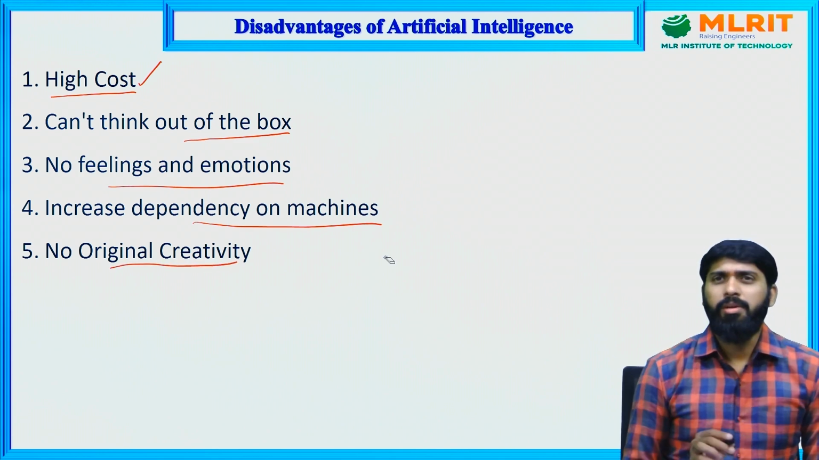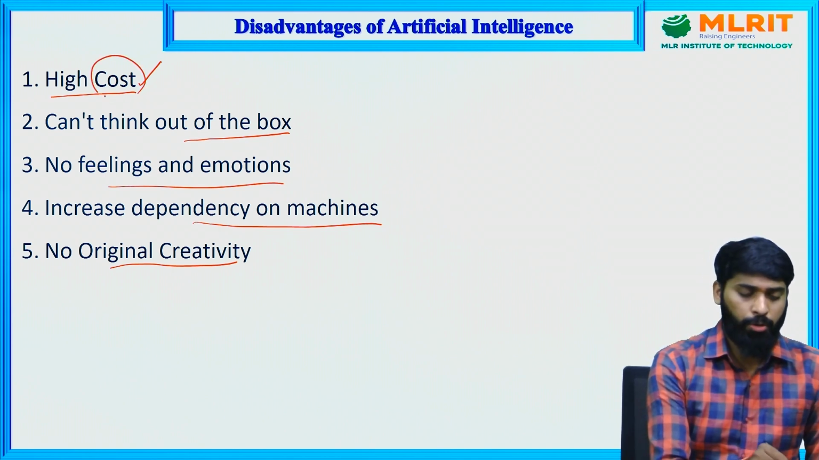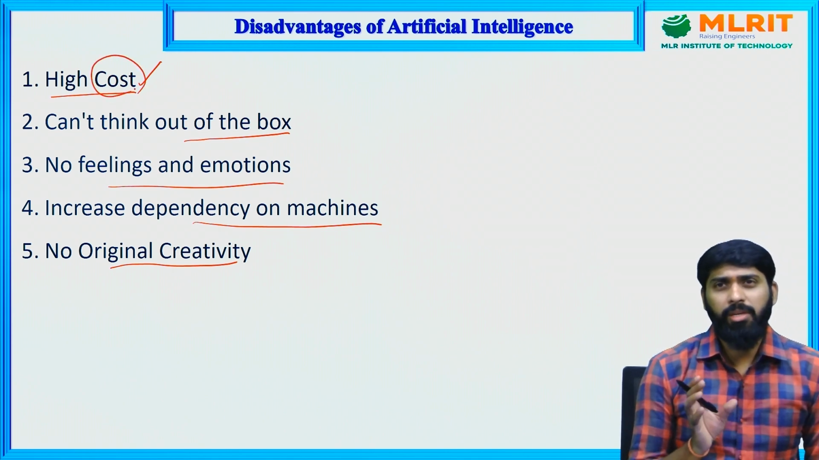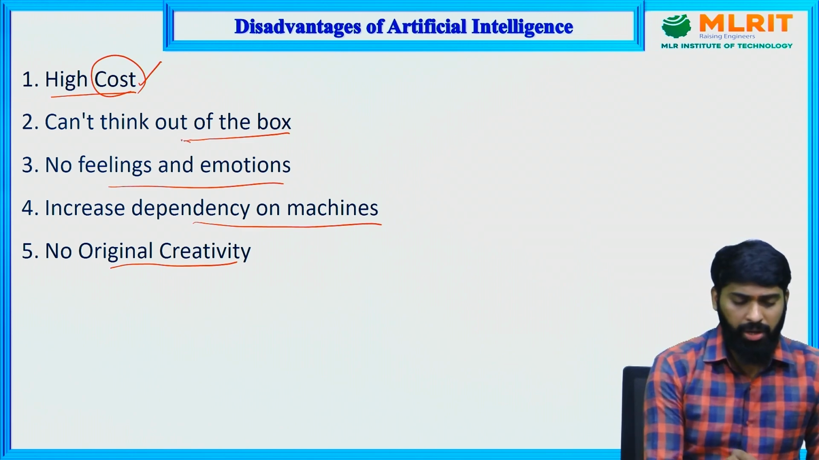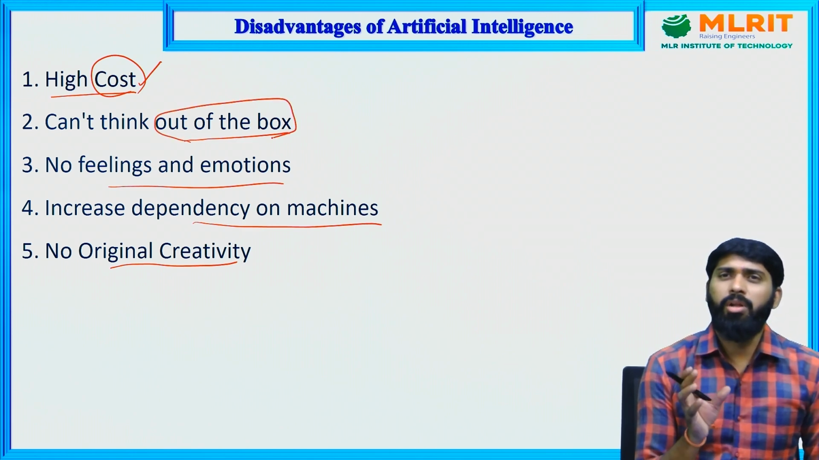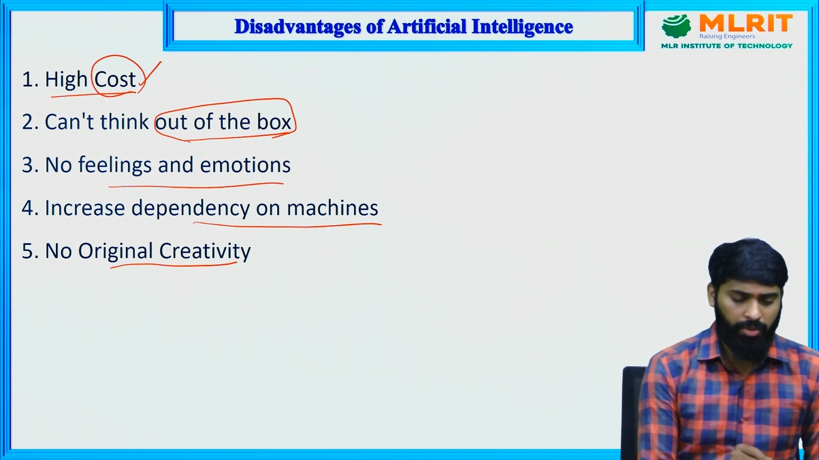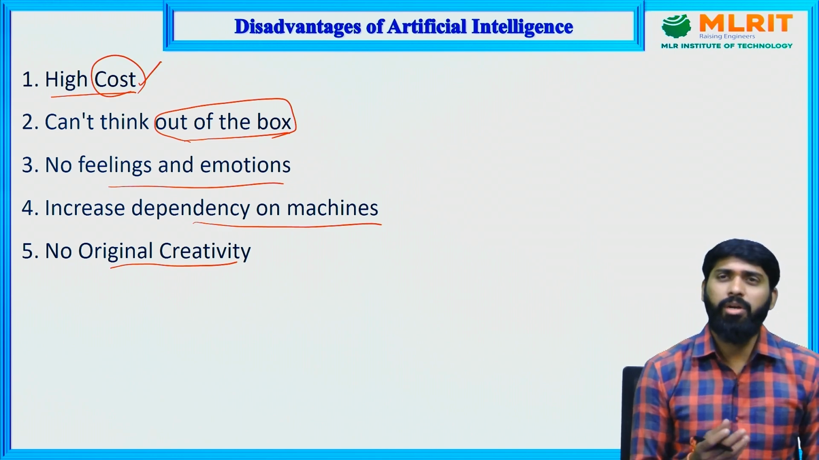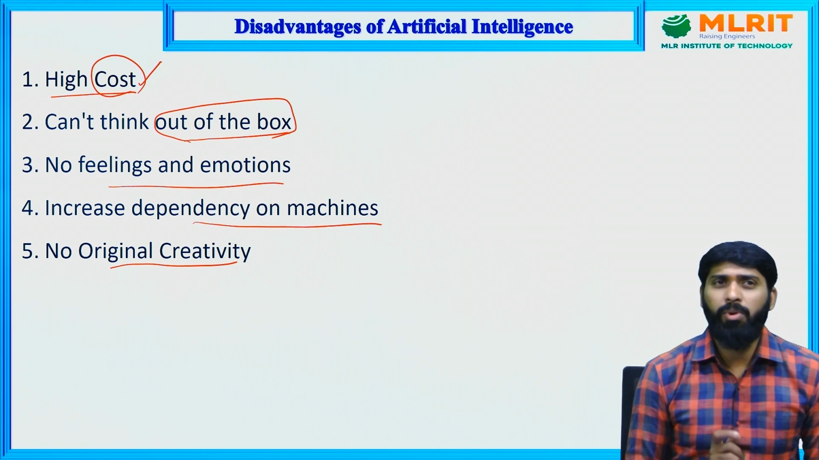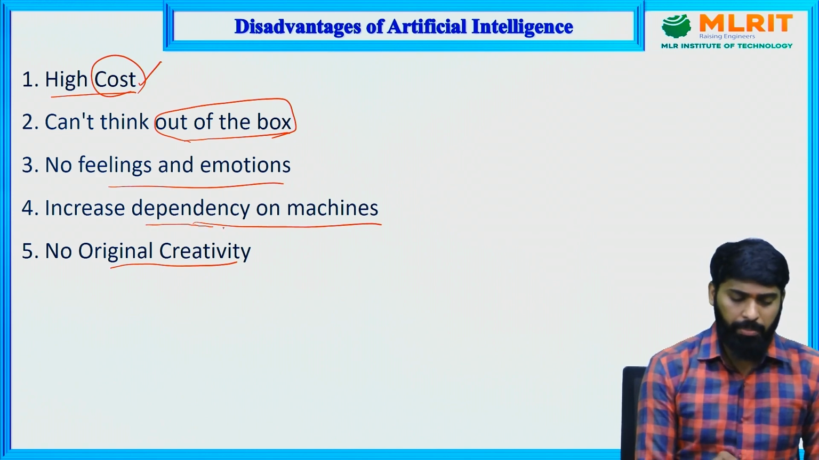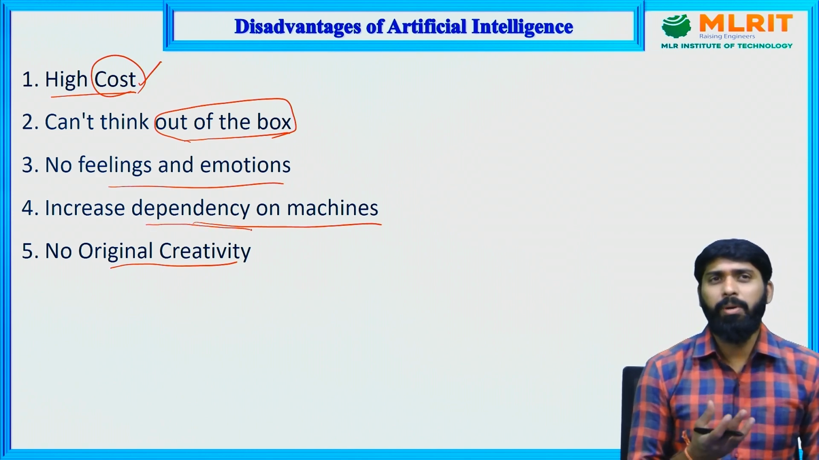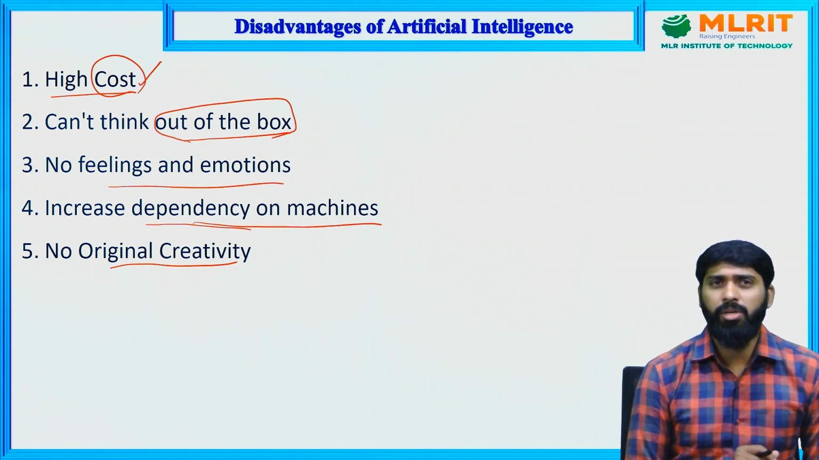Coming to the first one, high cost means if you observe, robots are very high cost to build, and these robots cannot think out of the box. Based on the knowledge you imbibe in the model, it cannot think out of that box, and these robots don't have any feelings and emotions. If you are depending on artificial intelligence models, then that increases the dependency on machines. That means human dependency on machines will be increased. And another disadvantage is that in those artificial models there is no original creativity.